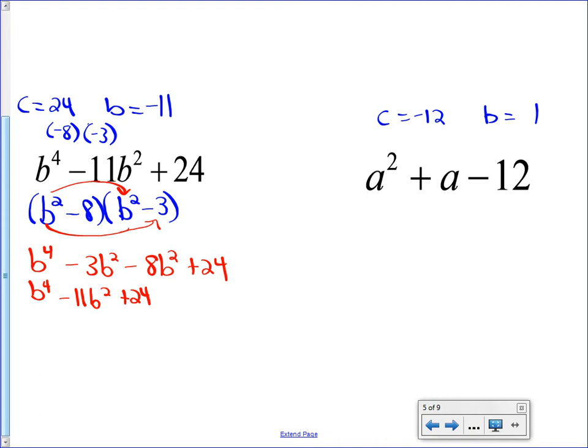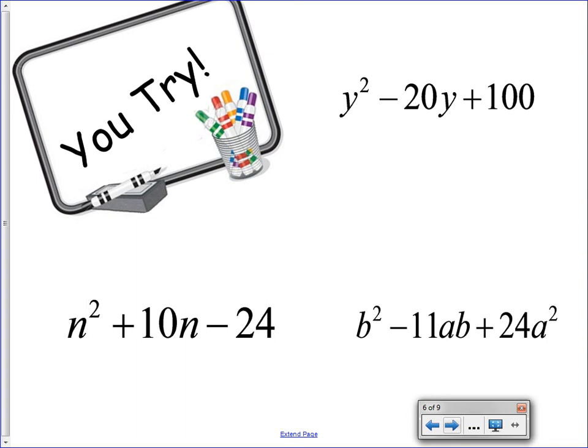So my two numbers are 4 and negative 3, so a minus 4, oh sorry, a plus 4, a minus 3. Are we okay with that? All right, on your desk, I want you to try these 3 examples out. On your own, you can work together with your partners. Try them out on the desk with your partners.